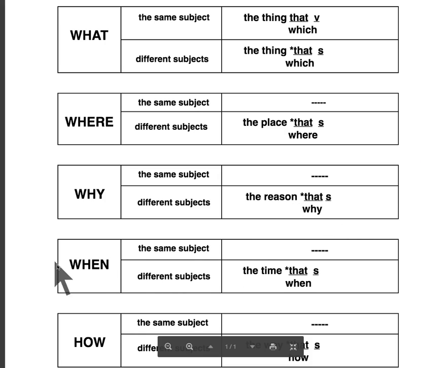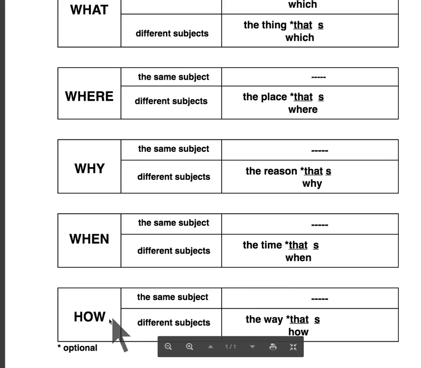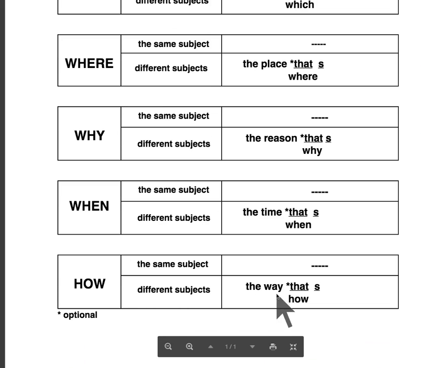Once again, with questions regarding when, it's usually different subjects. The time he came here, the night he was here, the morning I woke up late. These are optional. And how, usually different subjects. The way I like to fix it. This is optional. Once again, the asterisk means optional. The way she cooks it. Do you like the way she cooks it?